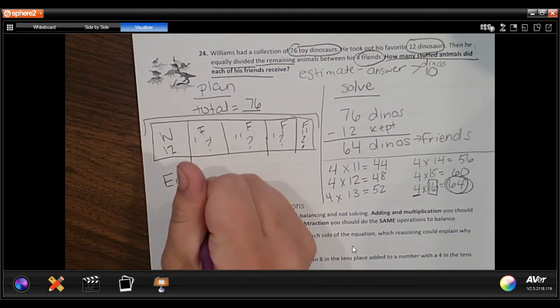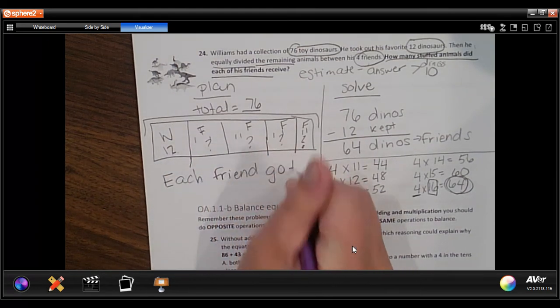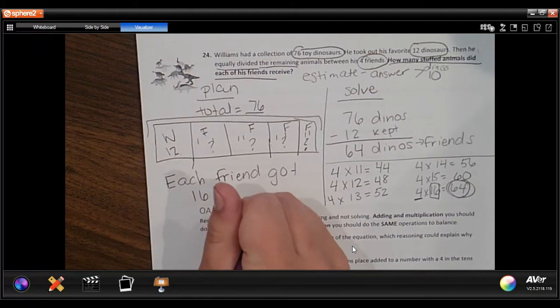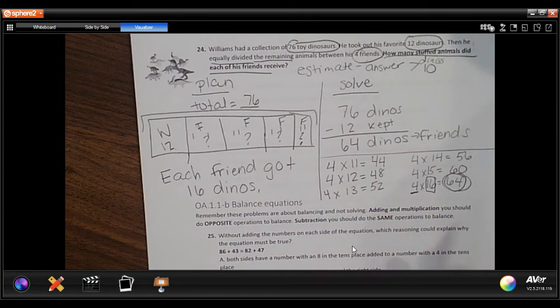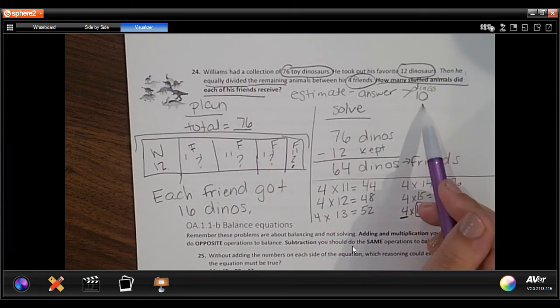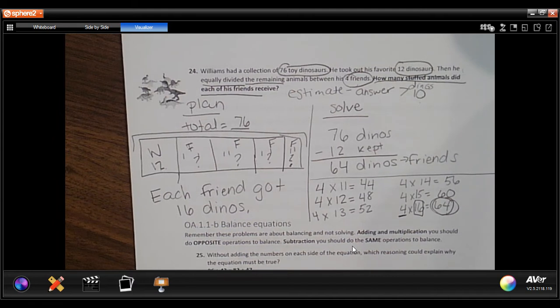Each friend got 16 dinosaurs. I'm going to check. I said my estimate was my answer should be greater than 10 dinosaurs each, and each friend got 16 dinosaurs. So that checks for reasonability, and I know it answers my question because I went back and looked at the question and I wrote it in a sentence.